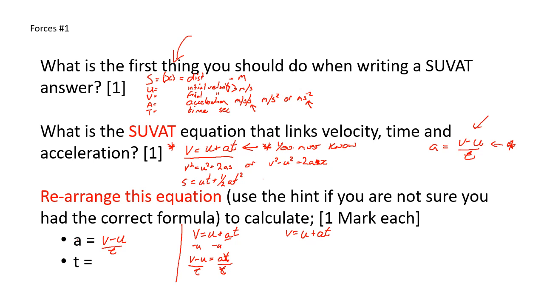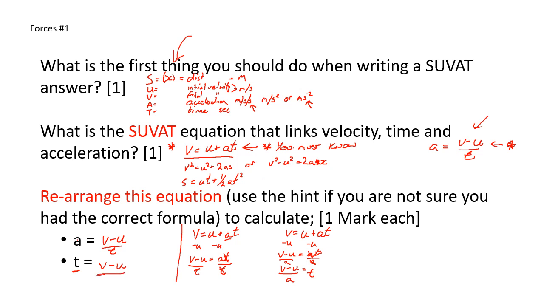So I want to minus u from this side. If I do that to this side, I must do it to the other side. So v minus u equals at. I want to get rid of a. I want to put a on the other side and get t on its own now, because I'm trying to get t. So v minus u. Oh, I skipped a step. So I want to actually divide that side by a. So I divide that side by a. These two a's cross out. So v minus u over a equals t. And I'll write that in over there.